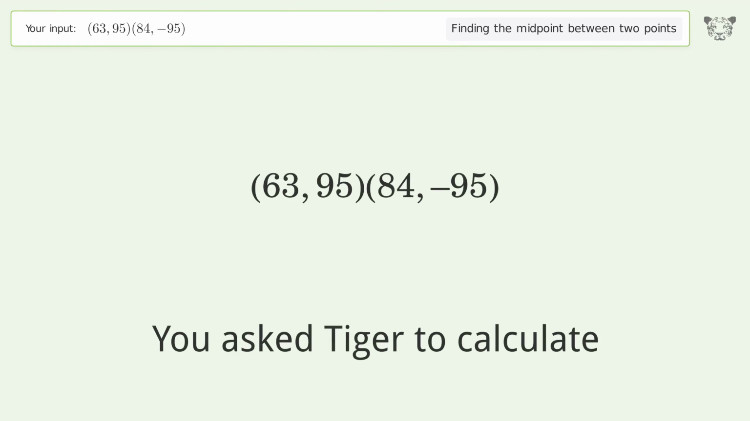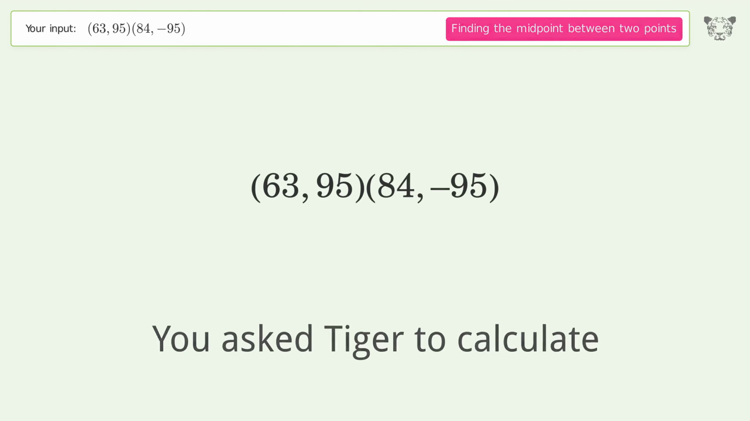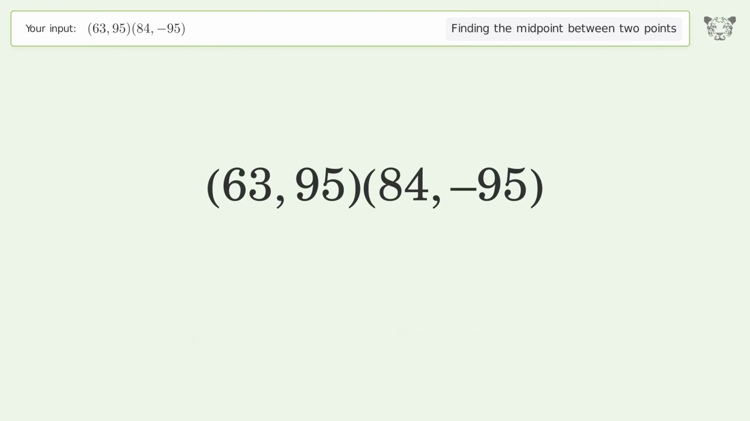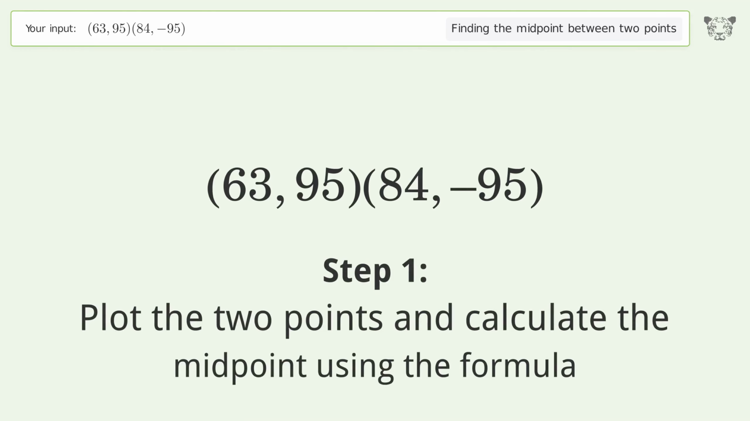You ask Tiger to calculate. This deals with finding the midpoint between 2 points. The midpoint between the 2 points is 73.50. Let's solve it step by step. Plot the 2 points and calculate the midpoint using the formula.